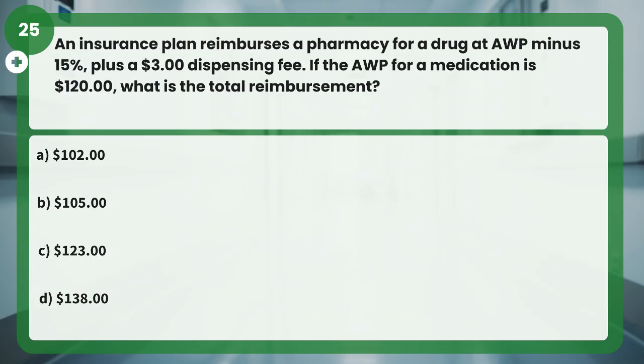Question 25. An insurance plan reimburses a pharmacy for a drug at AWP-15% plus a $3 dispensing fee. If the AWP for a medication is $120, what is the total reimbursement? A. $102. B. $105. C. $123. D. $138.